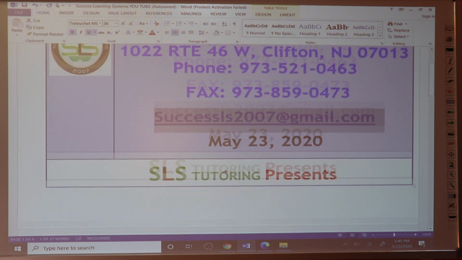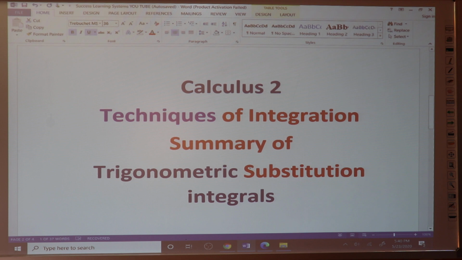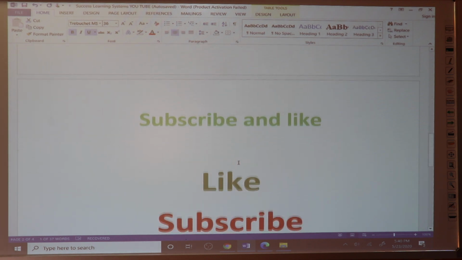Okay. And our class is about techniques of integration, summary of trigonometric substitution integrals.